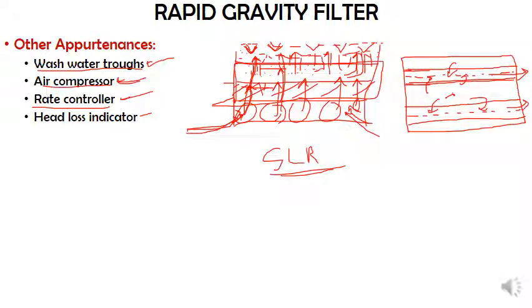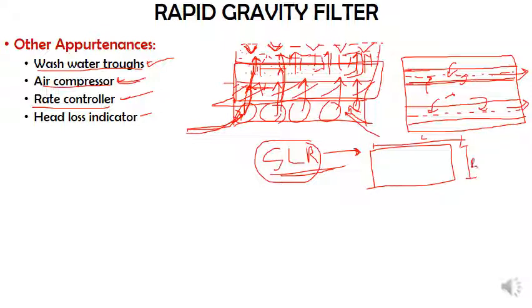All these terms we will discuss again once we are solving problems on all the topics we are covering right now. This surface loading rate is one of the important aspects based on which you determine the length and breadth of each treatment unit. So for all those things, measurement of the rate of flow is very important, and that is one of the apparatuses.